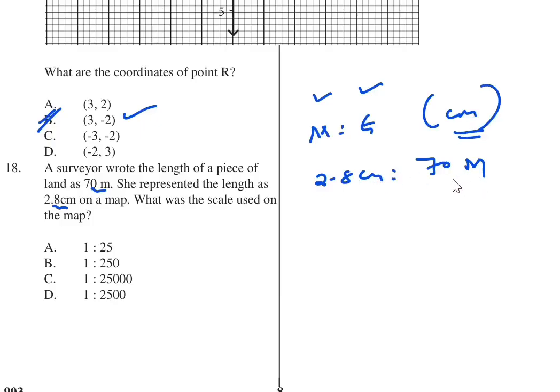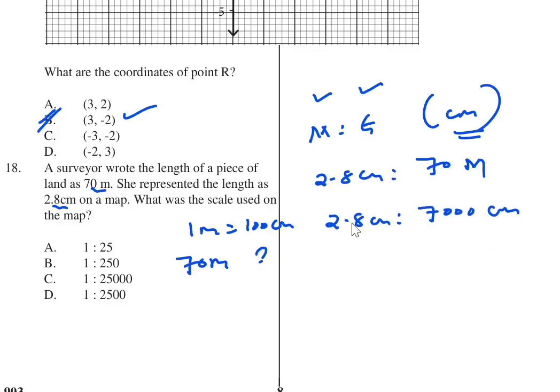Hii ya pili, you have to change from meters to centimeter. You multiply by 100. I know now you know these things. So 1 meter is equals to 100 centimeter. What about 70 meter? Itakuwa centimeters ngapi? You multiply. So if you multiply 70 times 100, it will be 7,000. So write this again. This will be 2.8 centimeter ratio 7,000 centimeter.